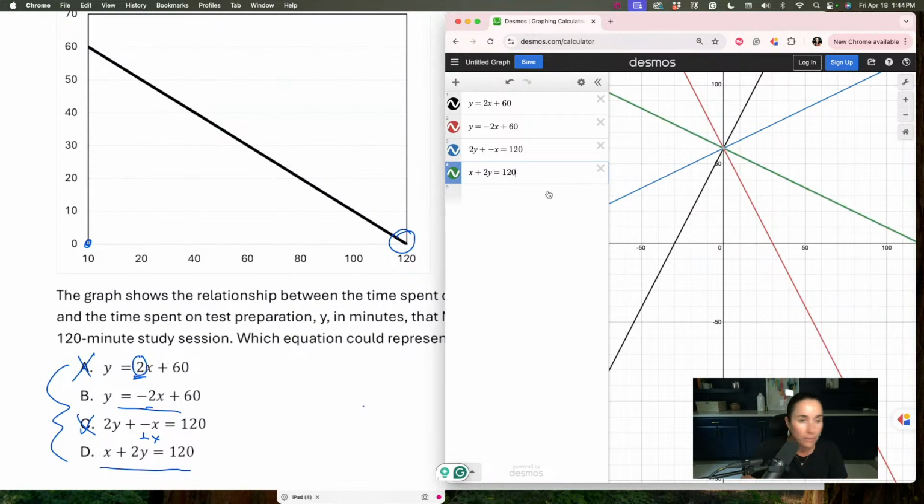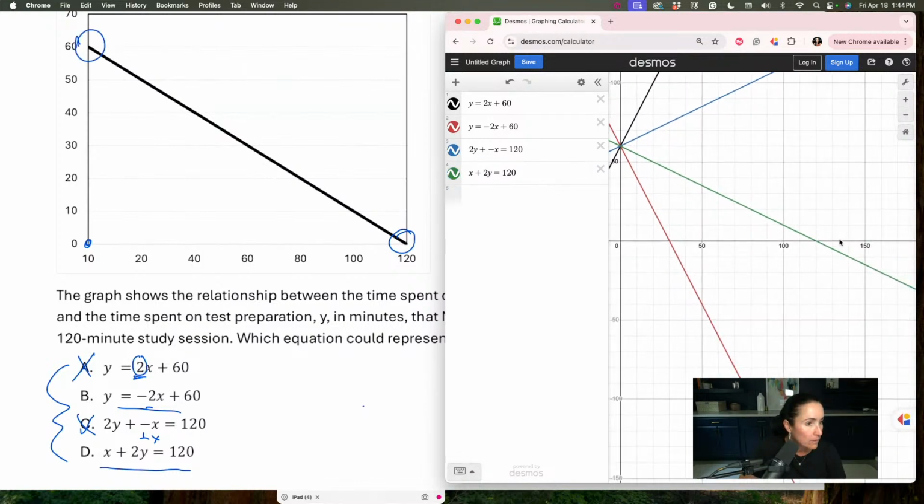Ooh, that one looks a little bit good, right? It looks like it matches the slope, the depth of this line. Let's have a look. It crosses the Y axis at 60, and that's what's happening here, right? Crossing it at 60. Where does it cross the X axis? At 120. There it is.